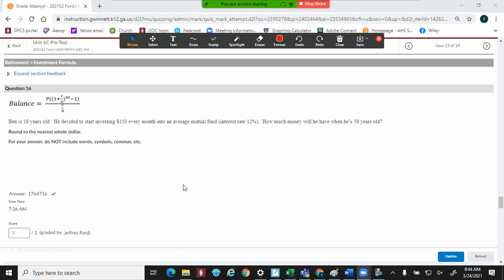All right. Ben is 18 years old. He decided to start investing $150 a month into an average mutual fund with interest rate 12%. How much will he have when he's 58 years old? We're using an investment formula, so we've done this before. Let's break it down. P is how much he's investing, which is $150 a month. R, as always, is the percentage, which is 0.12. N is always going to be 12 because he's investing monthly. And T is the number of years: Ben is 18 and then he's 58, so T will be 40.